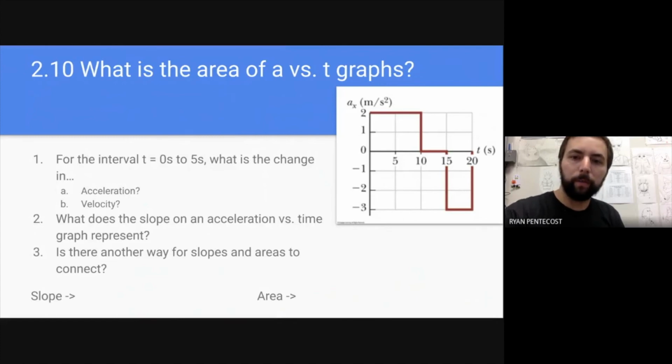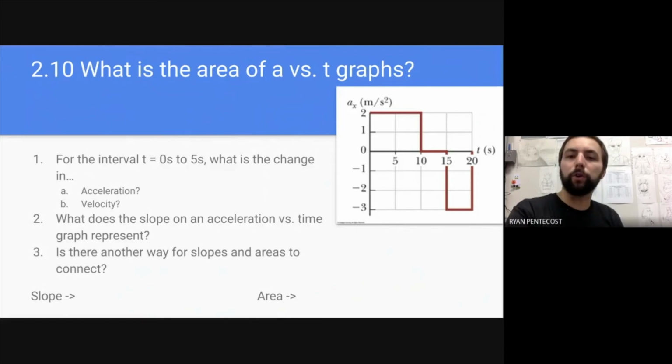So for example, the acceleration here changes instantaneously at t equals 10, and then it changes instantaneously at t equals 15. There is no defined slope at that point, right? That slope you would say is undefined because it is straight vertical.